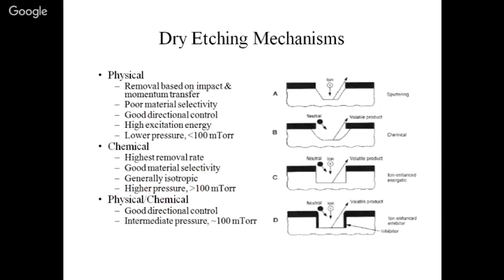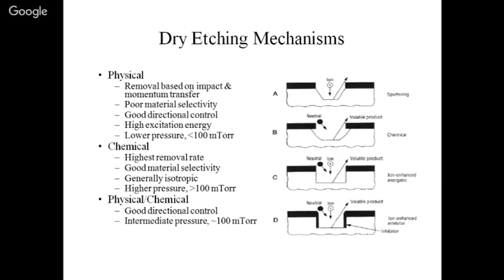Now for the dry etching process, I will give an example. You see physical, chemical, and physical-chemical both. There is sputtering first. First an ion is striking this particular surface. Then neutron, again ion, then neutron, ion, and so on. That is removal based on impact and momentum transfer. Poor material selectivity, good directional control, high excitation energy, and very low pressure.